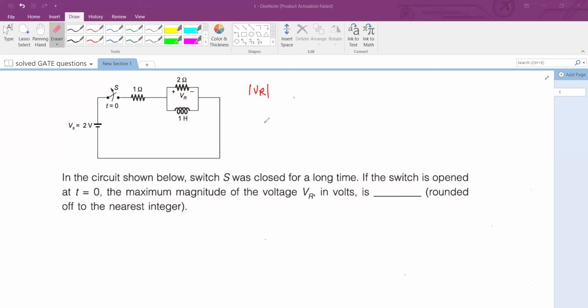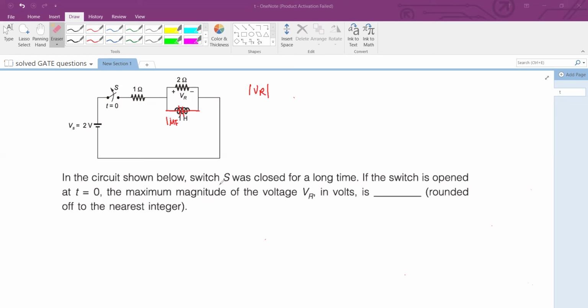Now, what is the slight modification I want to make here? Instead of this inductor, I want to add a capacitor. Let's say I have a capacitor of 1 microfarad right here. So instead of the inductor, I am going to use a 1 microfarad capacitor, and the problem statement remains the same. I am given the circuit as shown, now with a capacitor instead of the inductor.